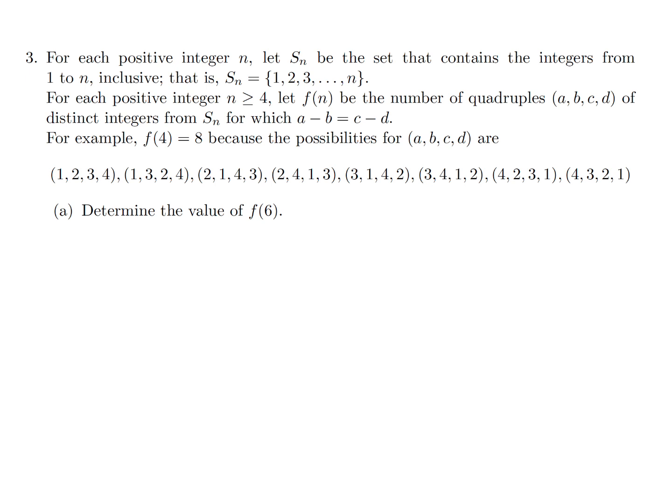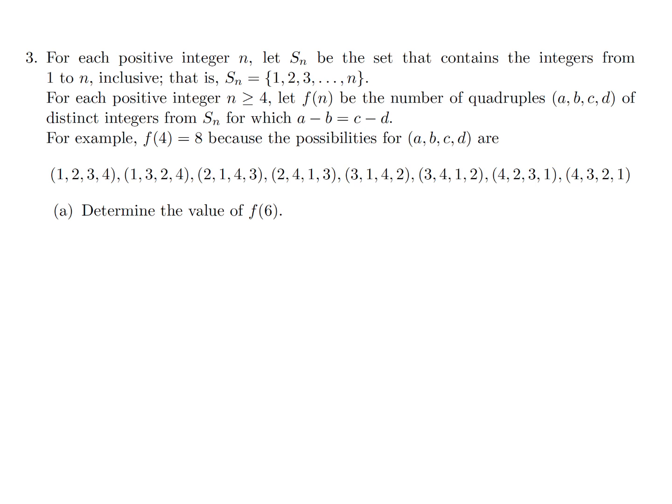For each positive integer n, let S at n be the set that contains the integers from 1 to n inclusive. That is, S at n is 1, 2, 3, until n. For each positive integer n greater than or equal to 4, let f at n be the number of quadruples a, b, c, d of distinct integers from S at n, for which a minus b is equal to c minus d. For example, f at 4 is 8 because the possibilities for a, b, c, and d are as follows. So to determine the value of f at 6.